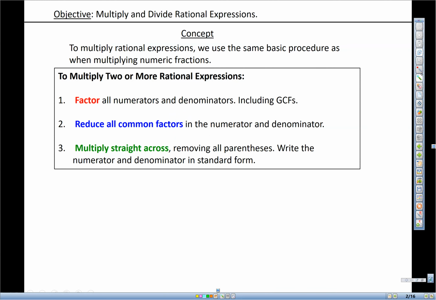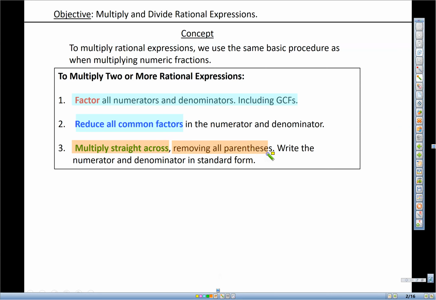When we multiply two or more rational expressions, we're going to want to do all of our reducing within a single fraction or ratio, and also cross-canceling in this case because we're doing multiplication. In order to do that, we need to know common factors. So we're going to want to factor all of our numerators and denominators completely, including GCFs. Then whatever common factors we have, we'll reduce them as much as possible. Many of them will reduce to 1, but not all of them, especially with GCFs. And then whatever factors remain, we will multiply straight across.